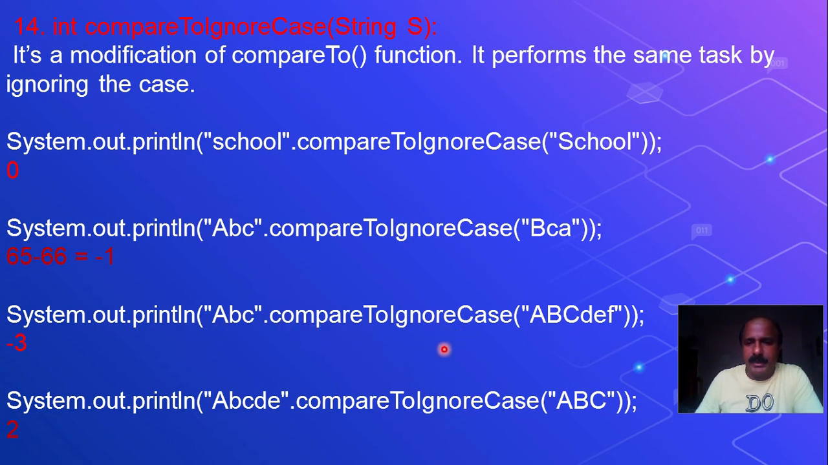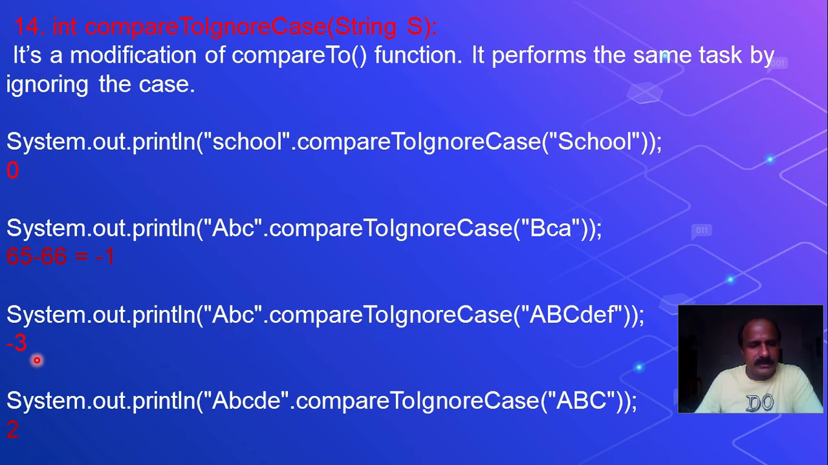System.out.println "ABC" dot compareToIgnoreCase "abcdef". See, A will be compared. A capital, both are no problem. B and B, one is capital, the other one is small, but it is ignore case, so the case will be ignored. Going for the next one, C and C, the case is different but it will be ignored. Now comes the next one. So lengthwise there is a problem. Lengthwise this string is smaller than this one by how many characters? 3 characters. That's why minus 3 will be returned.